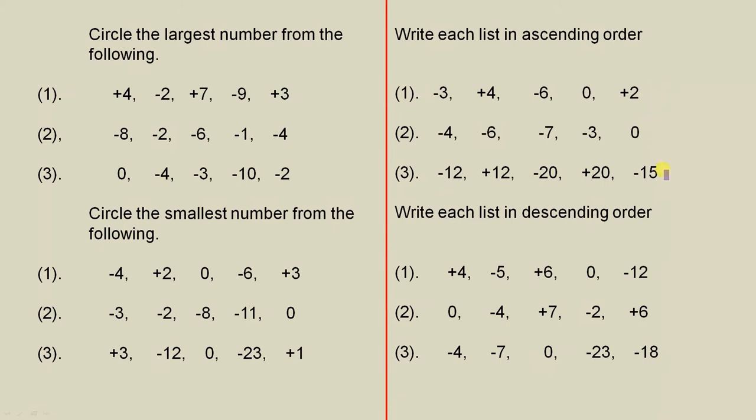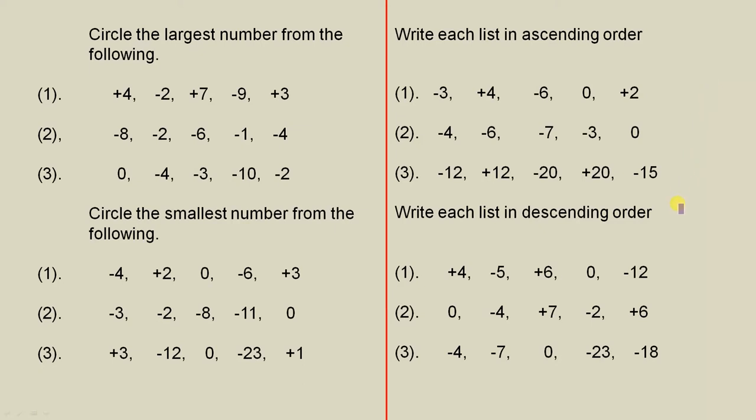Here we have 3 separate lists. Write each list in ascending order. Ascending means to go up. So for each of these lines here, you put the smallest one first, and then you keep going up to the largest one.